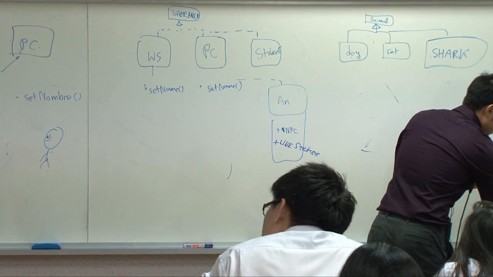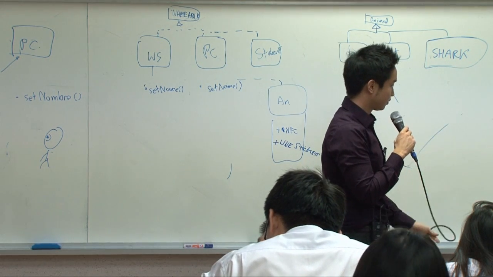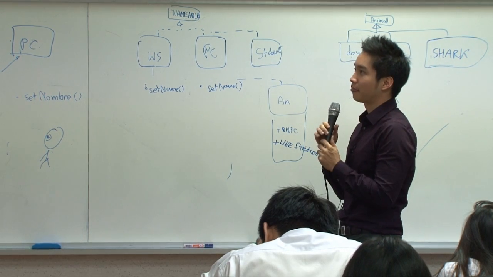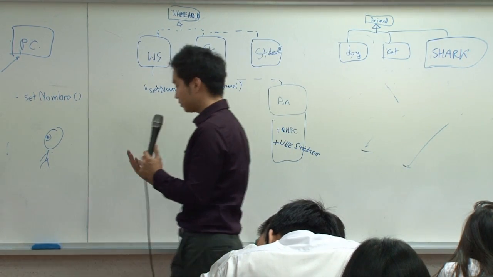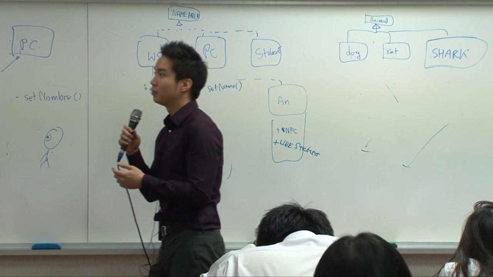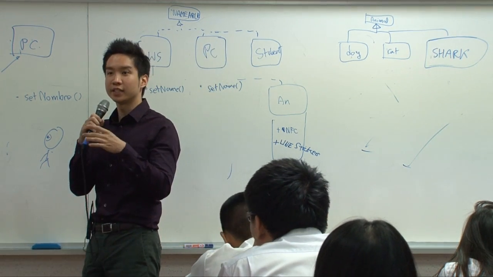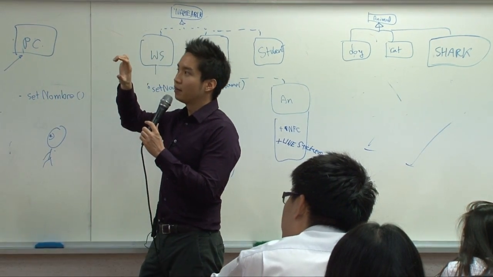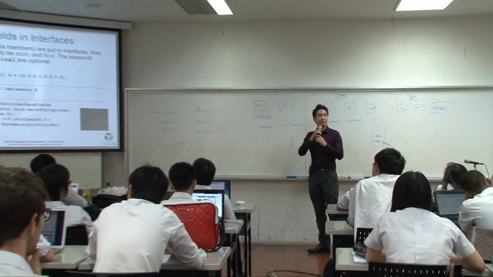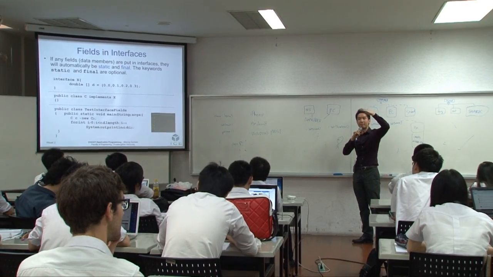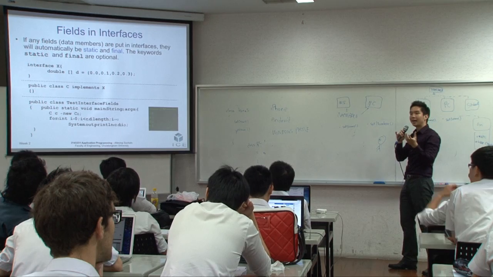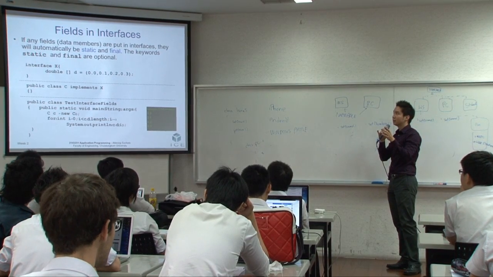Fields in interfaces. Just a little note that if you have any fields, so I said that an interface must just simply have the methods, right, without the implementation. But you can actually add member variables, okay?